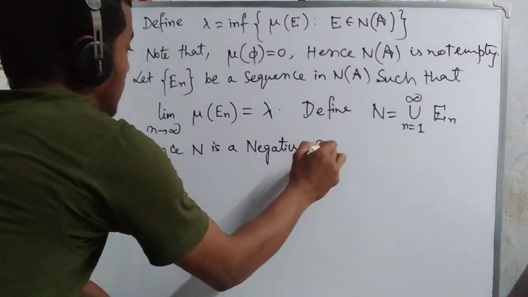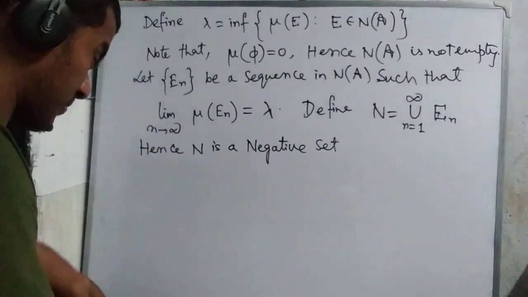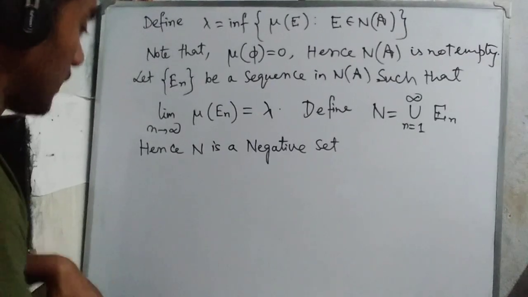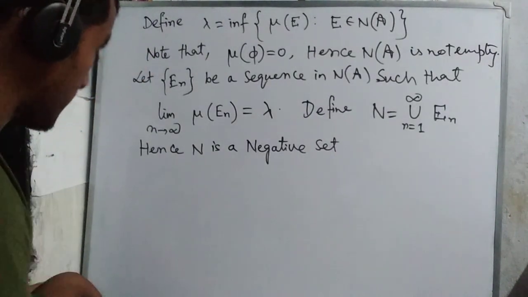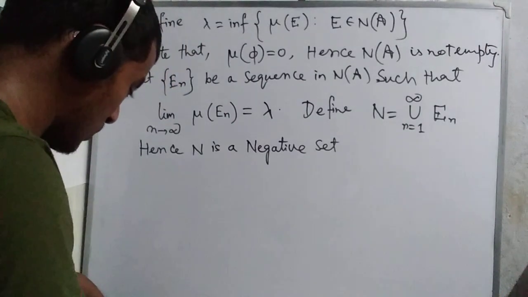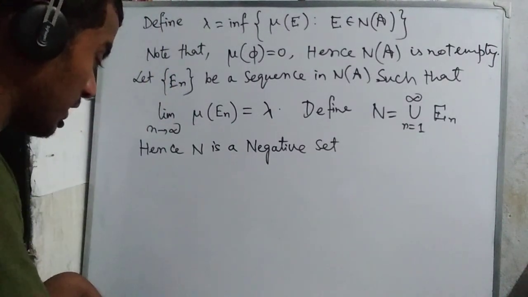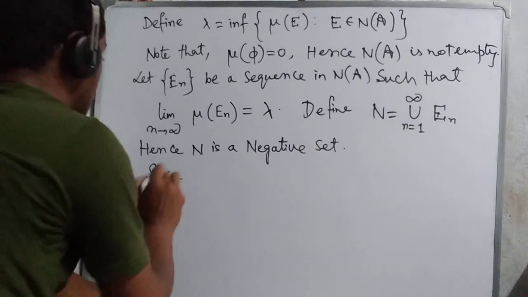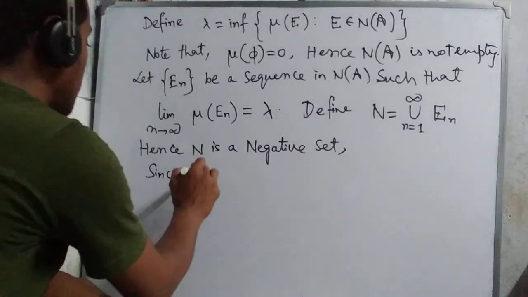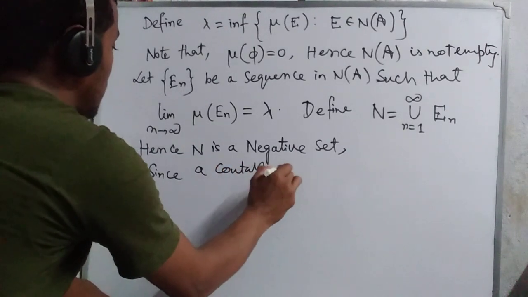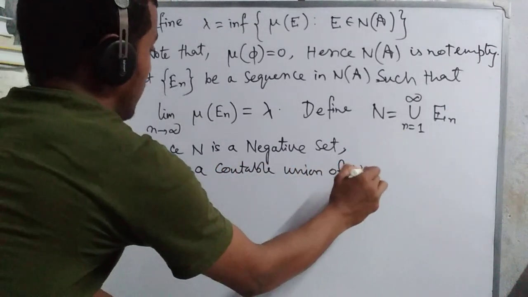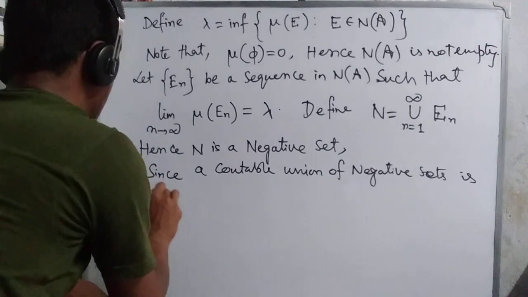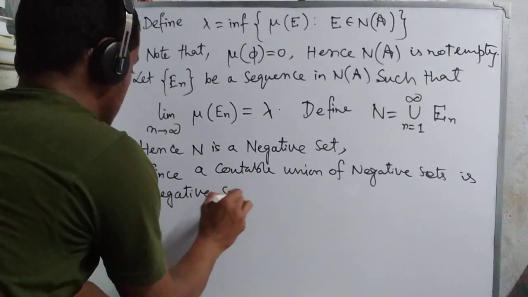Hence N is a negative set, since a countable union of negative sets is a negative set.